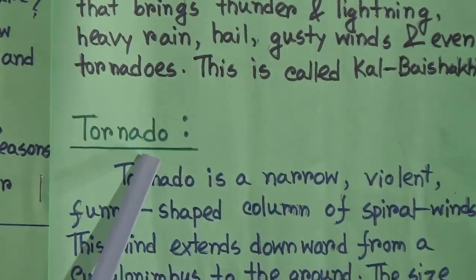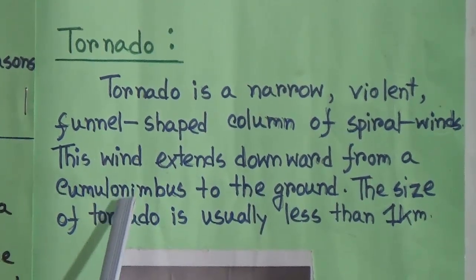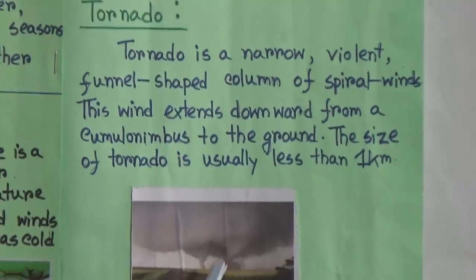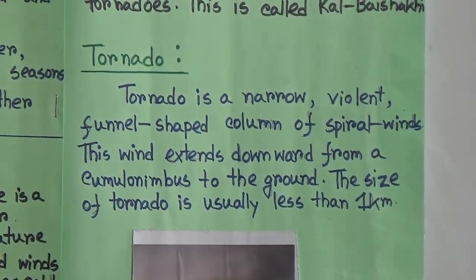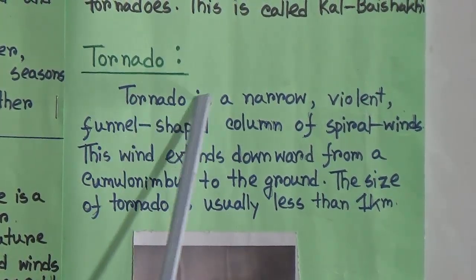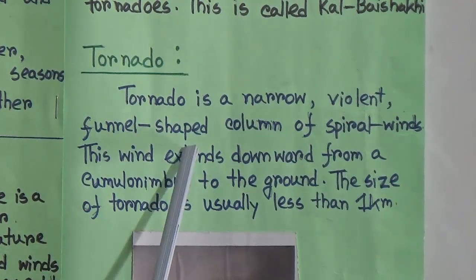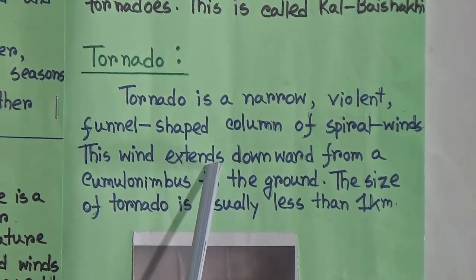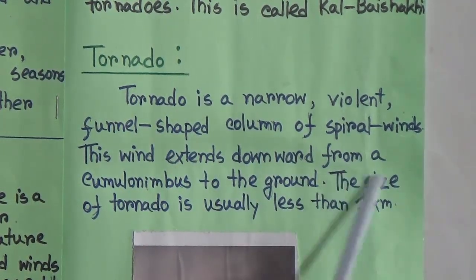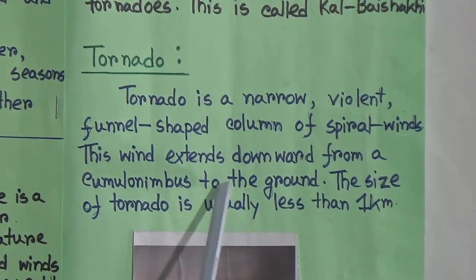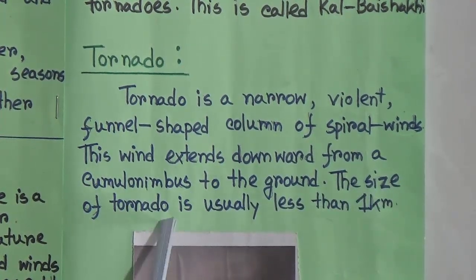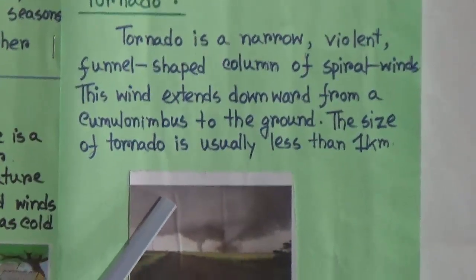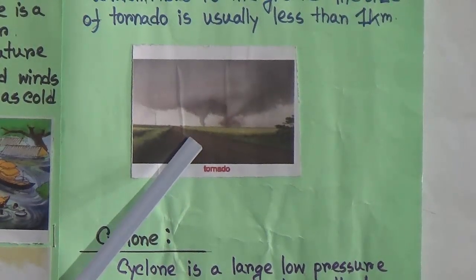And now tornadoes. Normally from a cumulonimbus cloud, it comes out to the ground. A tornado is a narrow, violent, funnel-shaped column of spiral winds. These winds extend downward from a cumulonimbus to the ground. The size of a tornado is usually less than 1 kilometer. Look here, it is coming from above to the ground.